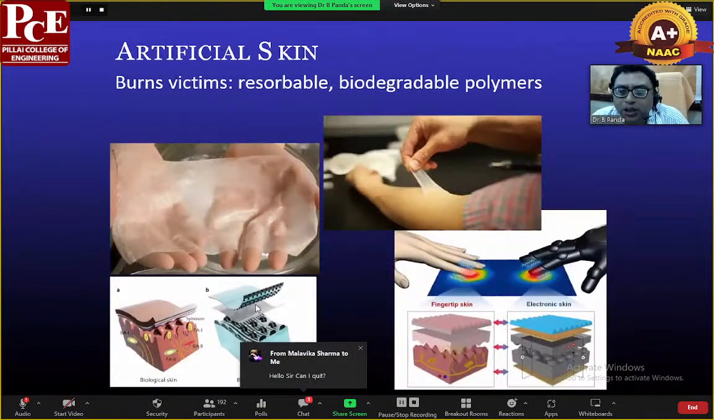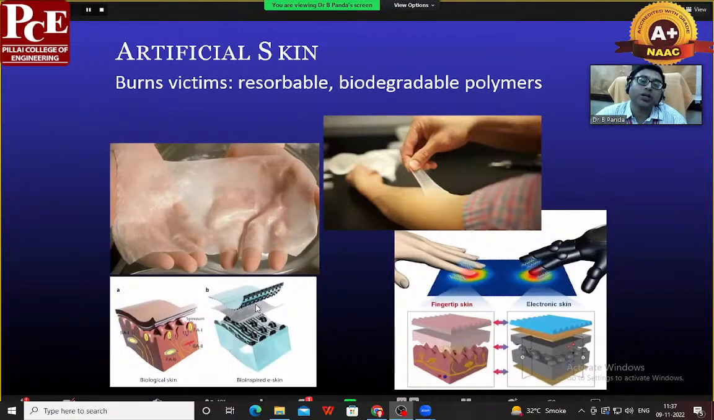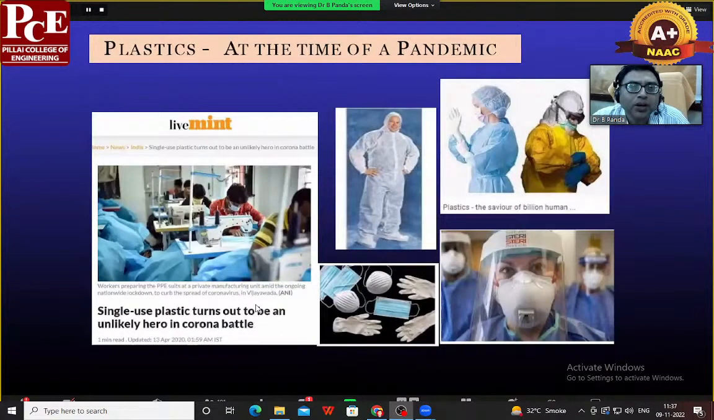People are talking about artificial skin, and you can see there are many more applications we found. All these things we are going to elaborate on in our discussion in the classroom. Now, this one slide will tell you the requirement of polymers and polymeric material during the pandemic. I don't need to say any statement for this slide.